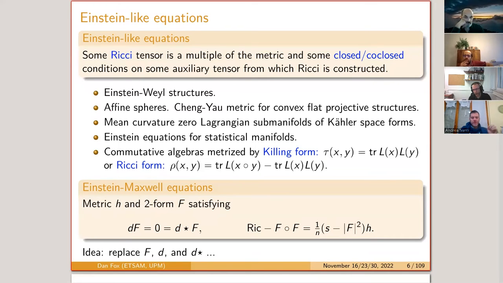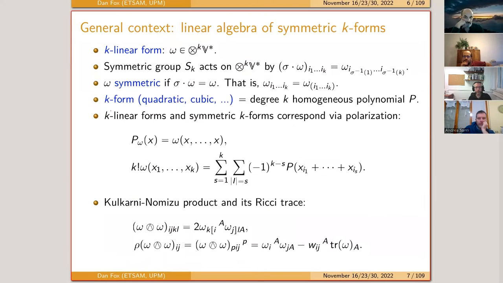the first glimpse of what I'm trying to talk about, and I'm going to now try to make it a bit more concrete. So this is a little bit more notation for when I talk about general symmetric K-forms. So what I mean by a K-tensor is an element of the K-fold tensor product of a vector space and its dual. The symmetric group acts on the left by permuting the indices, if you like. And I'm calling a tensor symmetric if it's stable under this action, and in abstract index notation it's written like this. And by a K-form, I mean the associated degree K homogeneous polynomial.